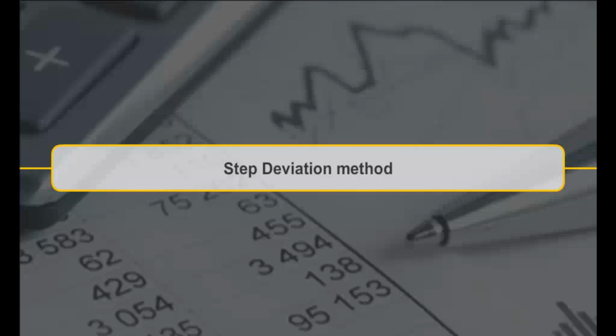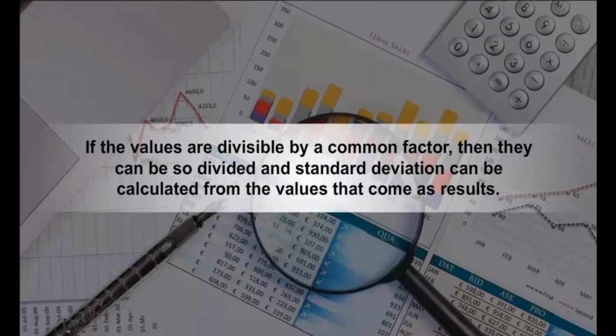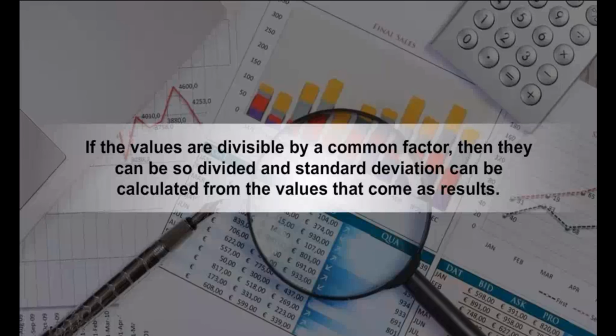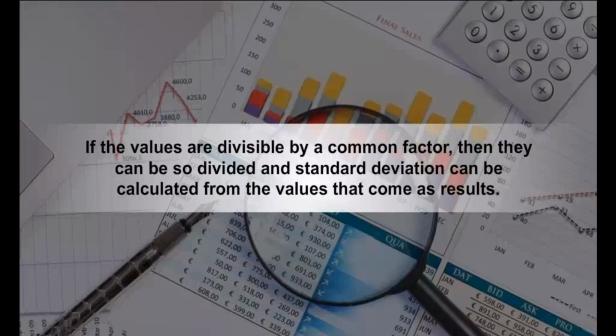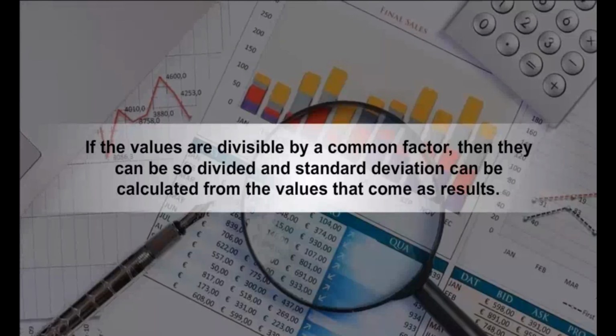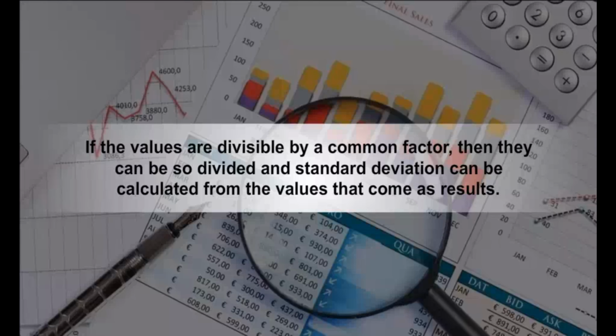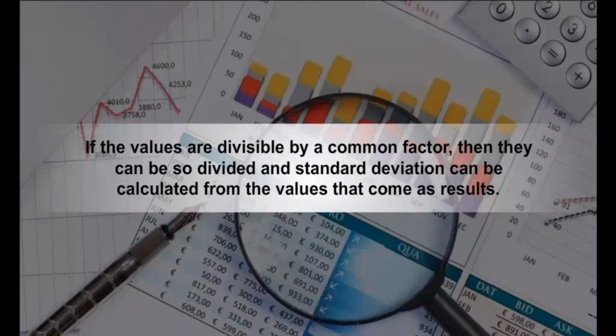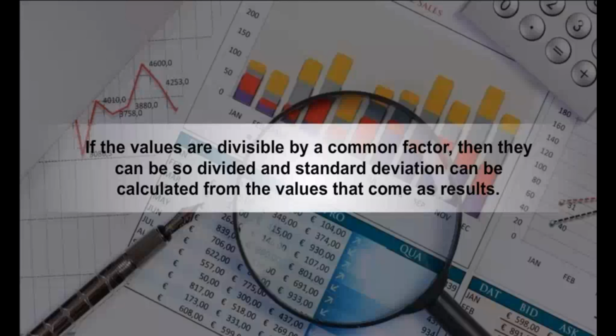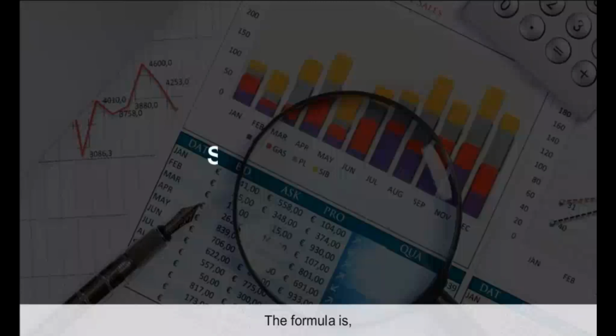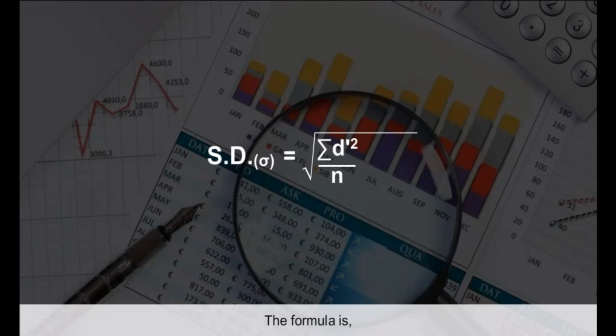Step deviation method. If the values are divisible by a common factor, then they can be so divided and standard deviation can be calculated from the values that come as result. The formula is standard deviation is equal to under root d dash square upon n into c.